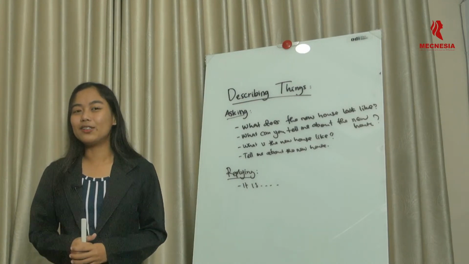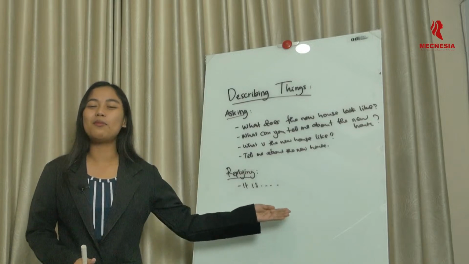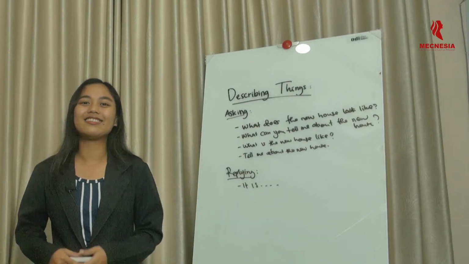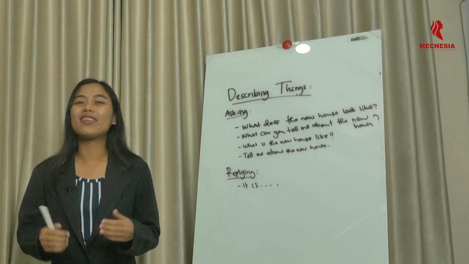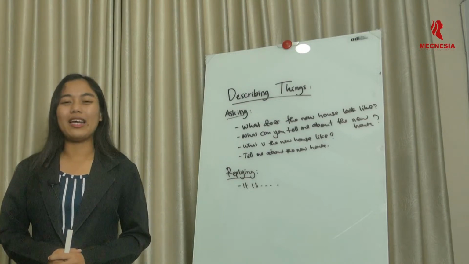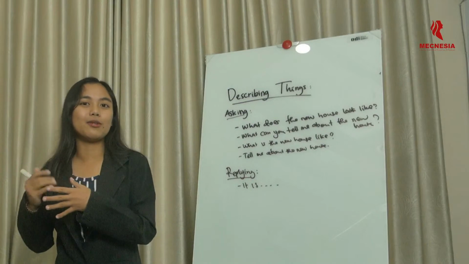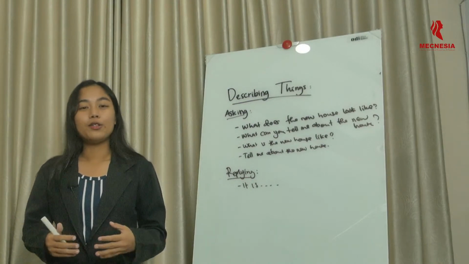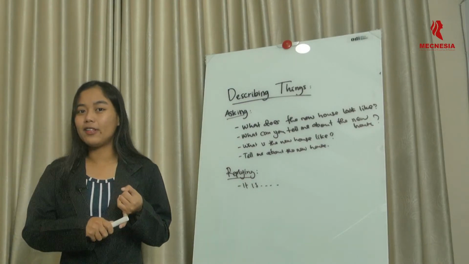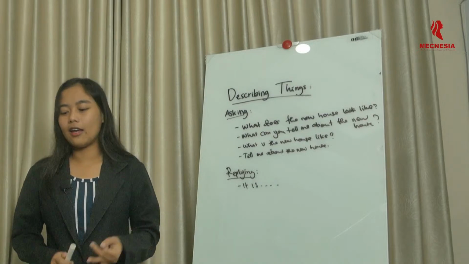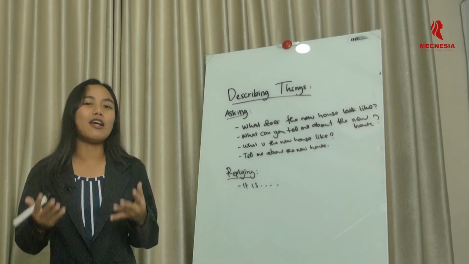Well, you can start by saying, it is blah blah blah. It is. Let's say it with me. It is. Okay, so setelah kata it is, ini biasanya diikuti dengan kata sifat yang bisa mendeskripsikan benda tersebut. You can describe the shape of the thing, the size of the thing, and also the material and the dimension.